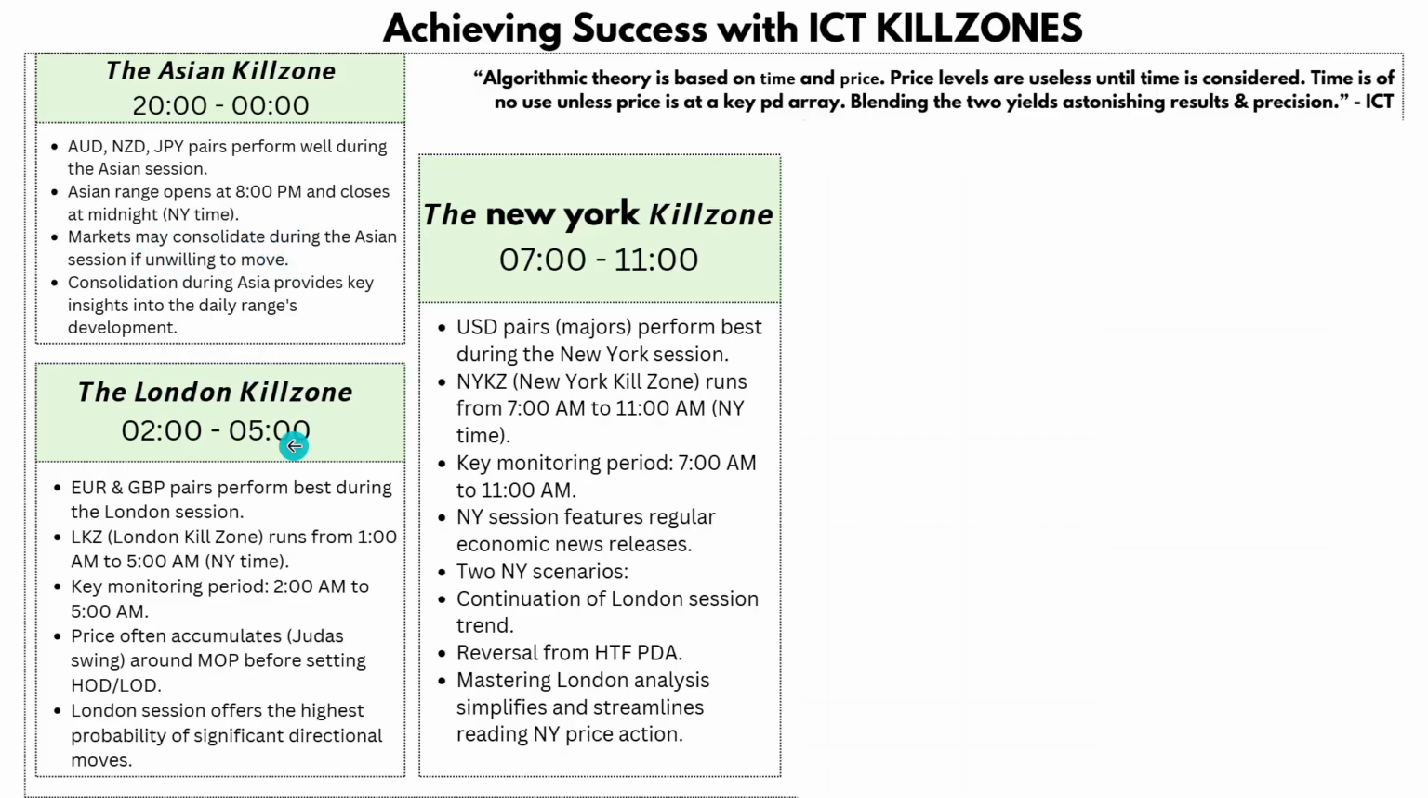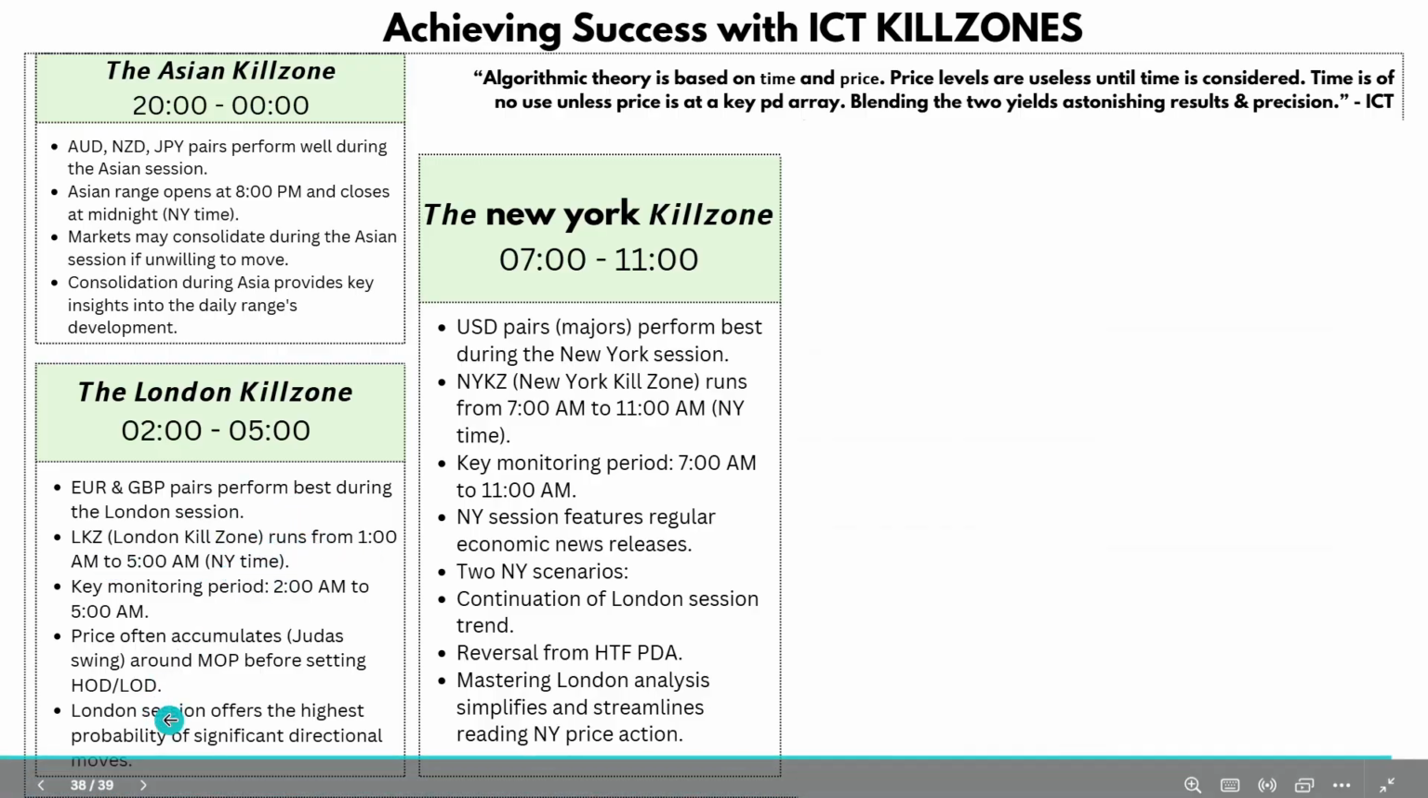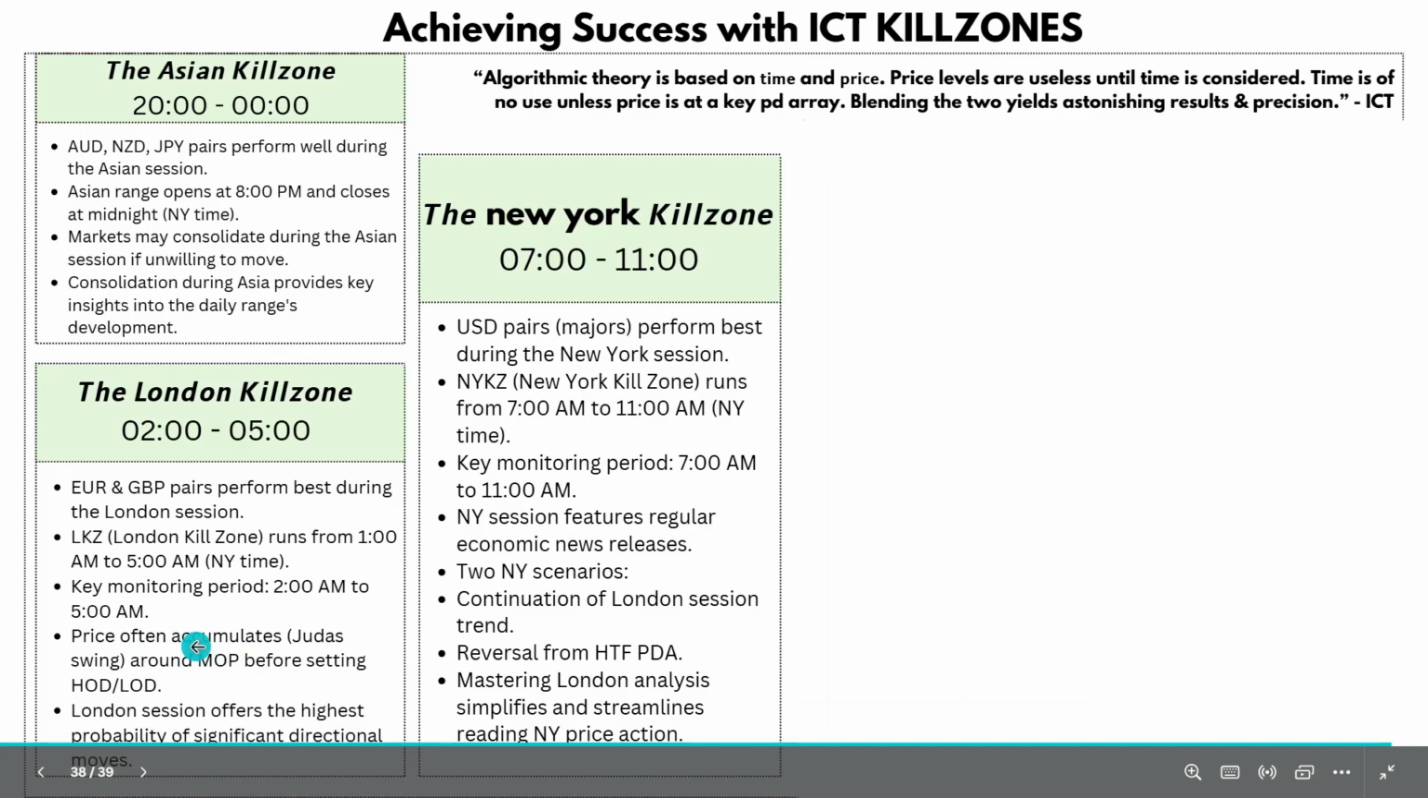And then for the London kill zone right here, between 2 a.m. to 5 a.m., the Euro and GBP pairs perform well during the London kill zone. The London kill zone, just like I stated, is from 2 a.m. to 5 a.m. New York time. As you can see right here, it accumulates and usually gives us what we call the Judas swing. The Judas swing is what we call our manipulation, as you see in this schematic.